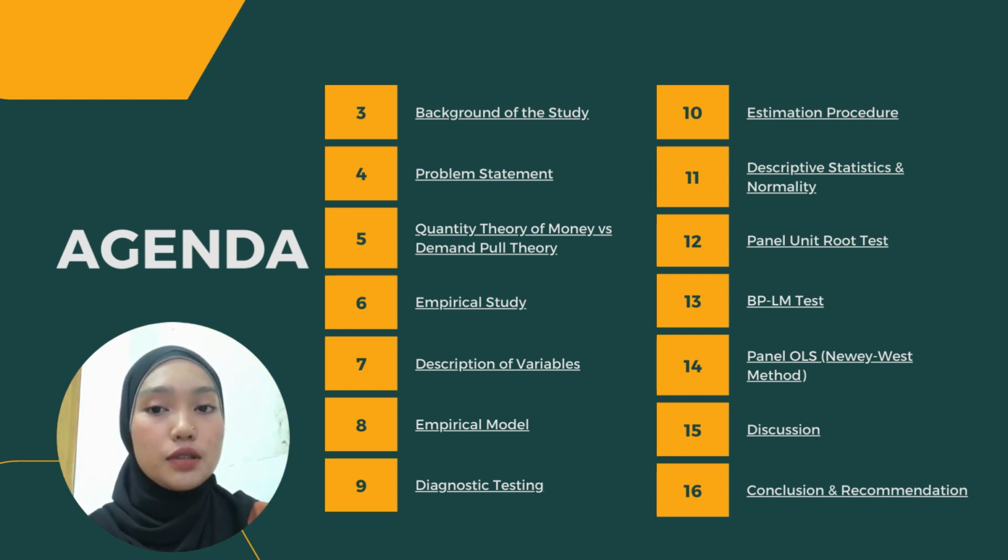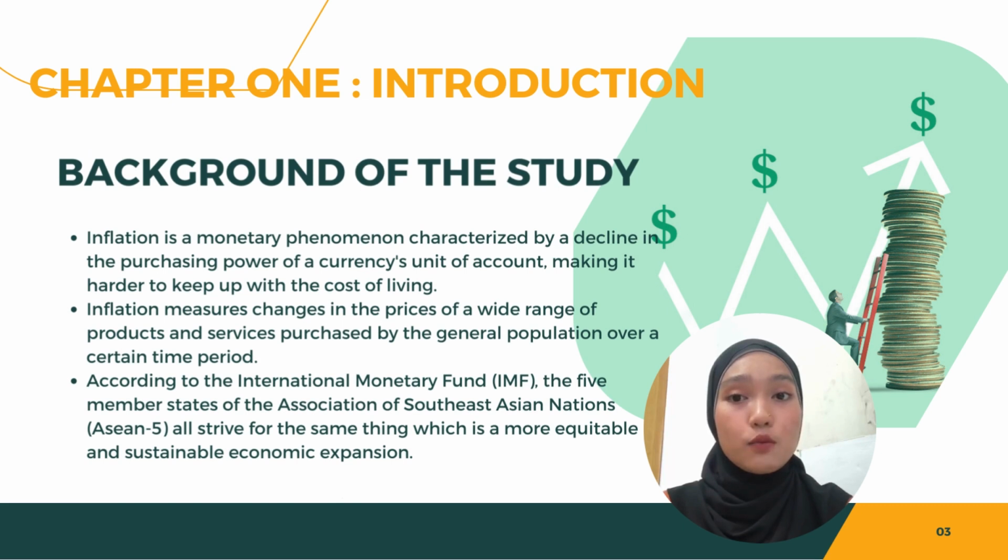Chapter 2 is the literature review, which will cover the theories and empirical studies. Then we have the data and methodology in slides 7 until 10. Continue to Chapter 4, the results of the test, and the last one is conclusion and recommendations under Chapter 5. Let's start with the background of the study in introduction.